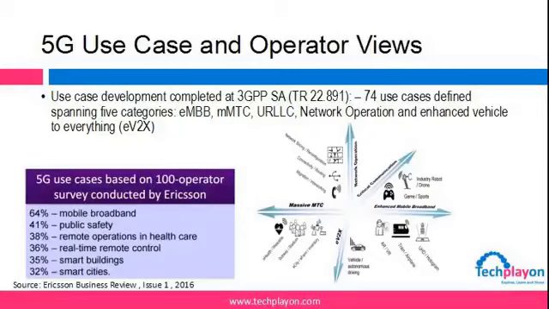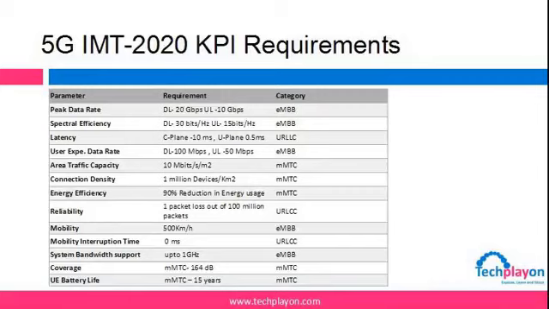IMT 2020, considering these three use cases, comes up with the performance benchmarks or key performance indicators, that is KPI, and each KPI is associated with one use case. Like the peak data rate requirement for downlink is 20 Gbps and for uplink 10 Gbps. This peak data rate requirement is associated with the eMBB use case.